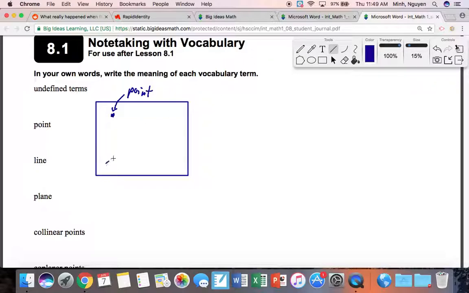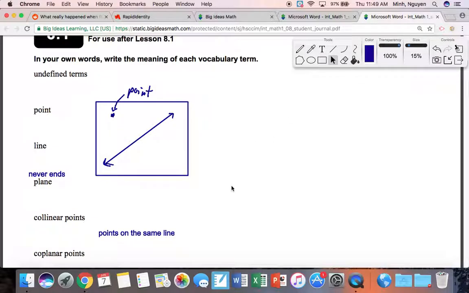A line. So now we're going to get into a line. The important thing about a line is that it never ends. That's why I have an arrow that means it's going to keep going that way, and an arrow that way that means it's going to keep going. It's never going to stop. Collinear points are points on the same line. Collinear means same line. The important thing about a line is it never ends.